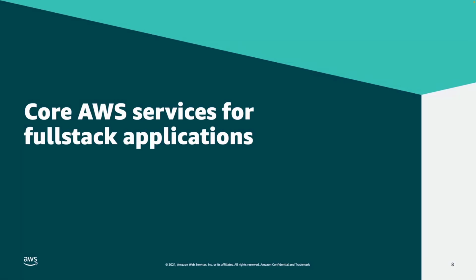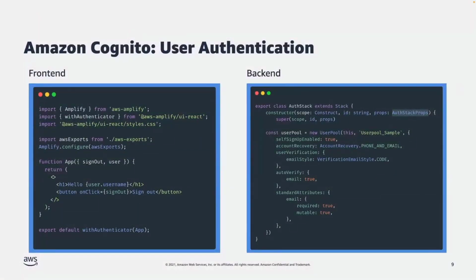So when we're building out a full stack application, a modern full stack application, what are some of the core AWS services that we really want to take advantage of in doing so? Well, the first one is probably going to be a way for our users to sign in and sign out and otherwise authenticate in our application.